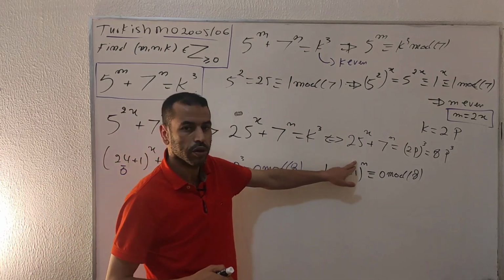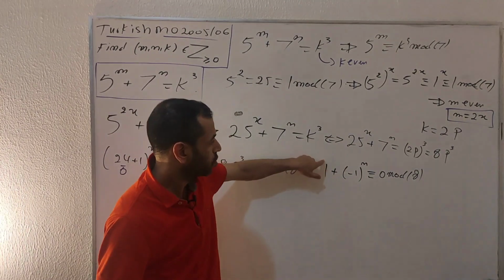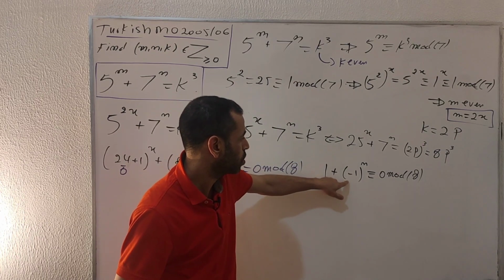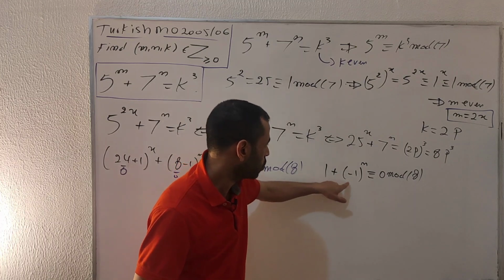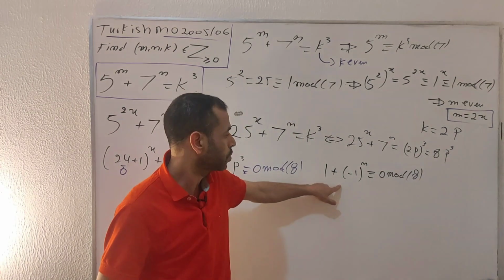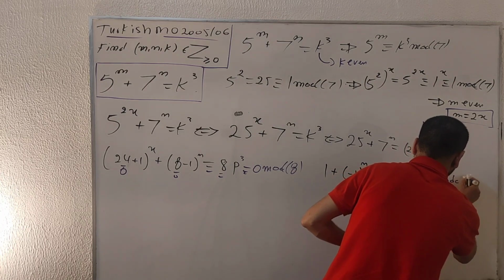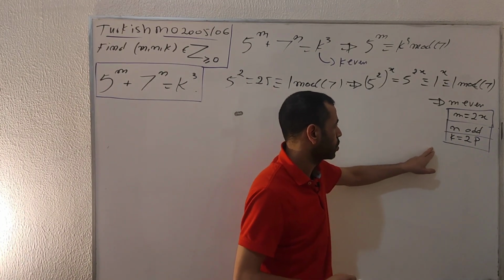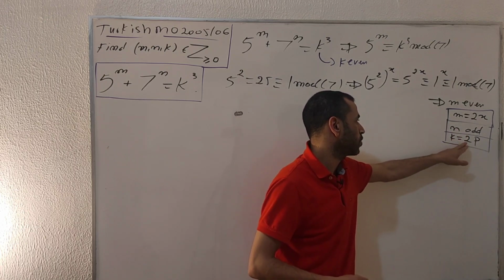So what do you think about this one? In order to have 8 divide this, n must be odd. If n is odd, this one turns to minus 1. Minus 1 plus 1 is 0, which means we have 0 congruent to 0 mod 8, which means 8 divides 0. Which means n must be odd. So we have collected these three pieces of information. We get m equals 2x, we get n is odd, we get k is even, k equals 2p.